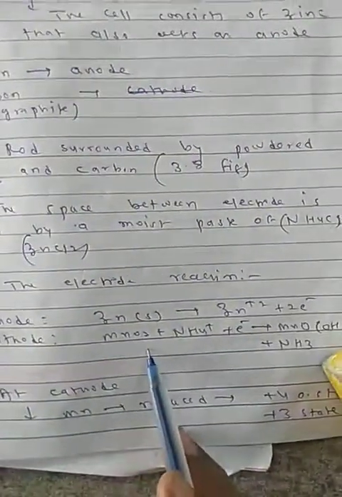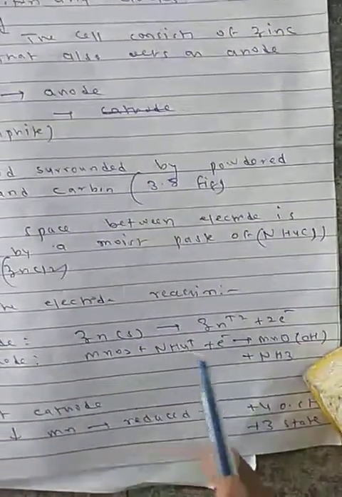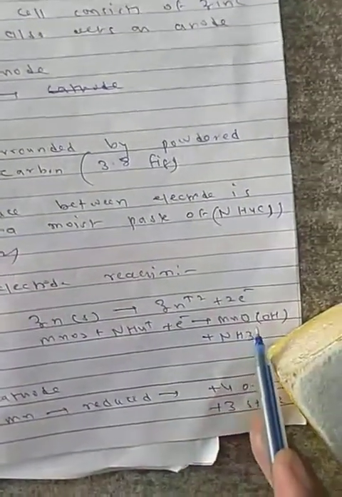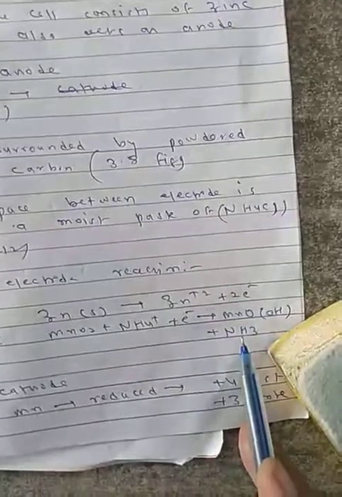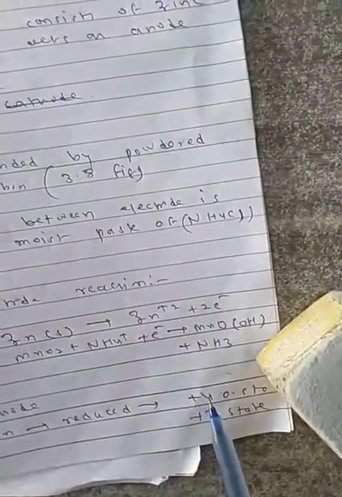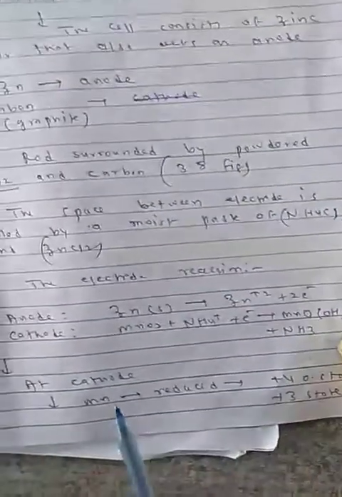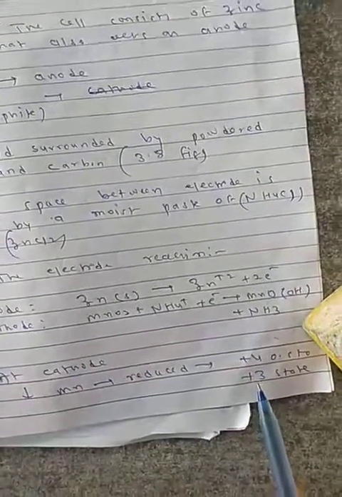At the cathode, MnO2 reacts with ammonium ion NH4+ and an electron, and it gives MnOOH and liberates ammonia gas. Now at the cathode, Mn is reduced: its oxidation state goes from +4 to +3, so it is reduced.